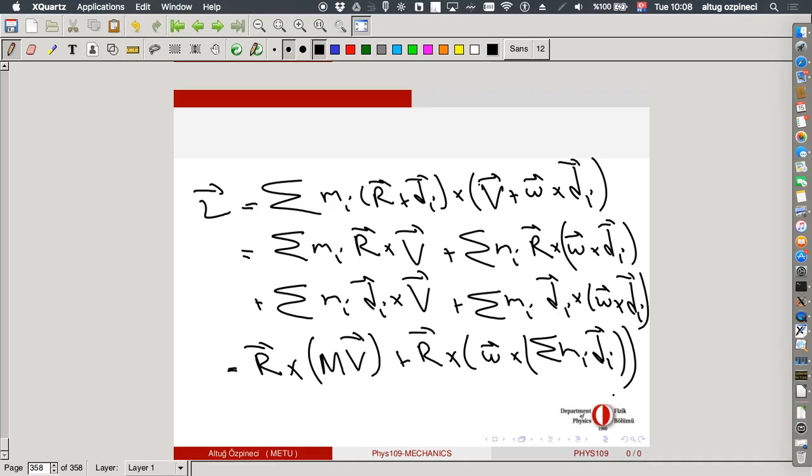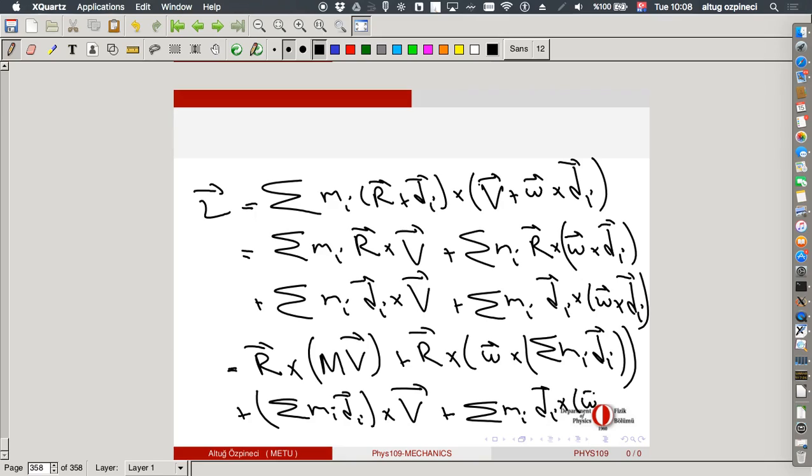Let's look at this one. Mi di cross V. Again, I get the same combination, the sum of mi times di. If my axis went through the center of mass, again, this term would also be 0, just like this term. And finally, mi di cross omega cross di. So this is the most general form.